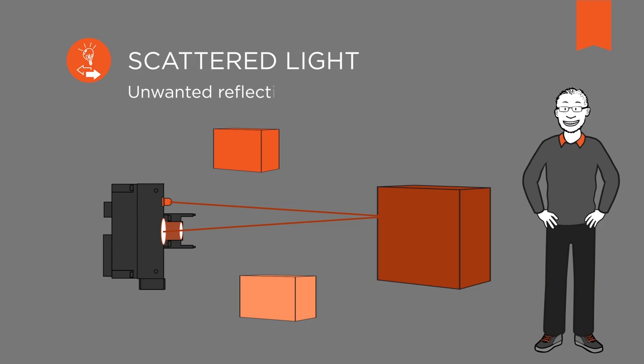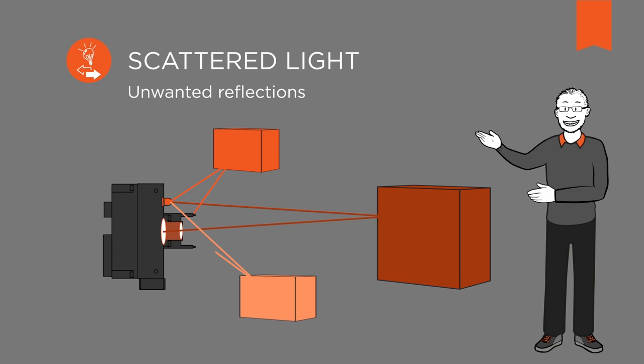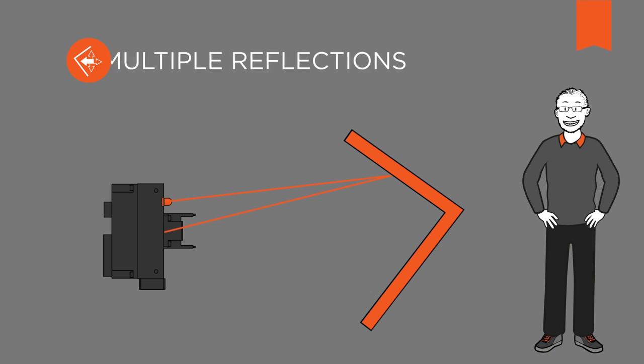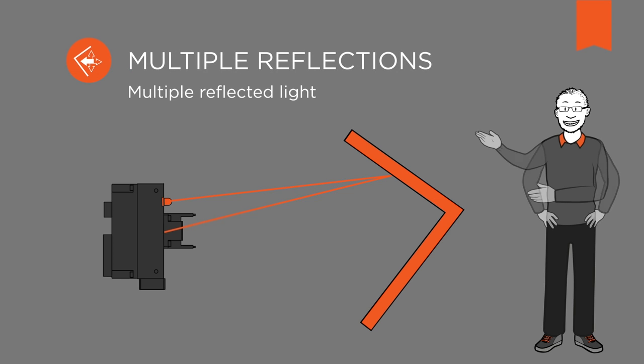Scattered light occurs due to unwanted reflections. Bright surfaces located very close to the camera quickly scatter too much light into the lens and create artifacts. The ToF distance measurement requires light that has been reflected just once. Light that is reflected multiple times distorts the measurement. Multiple reflections are typically produced by corners and concave shapes.